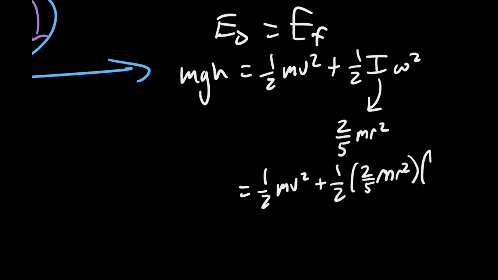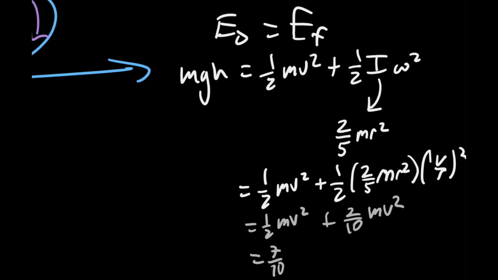And then what are we going to use for omega? Well, we can just use v over R, so we're going to have v over R squared. And here these r squareds are going to cancel out. Here we're going to get plus 2/10 mv squared. So we're going to get 1/2 mv squared plus 2/10 mv squared. Obviously, that's just going to be 7/10 mv squared. So mgh is equal to 7/10 mv squared.